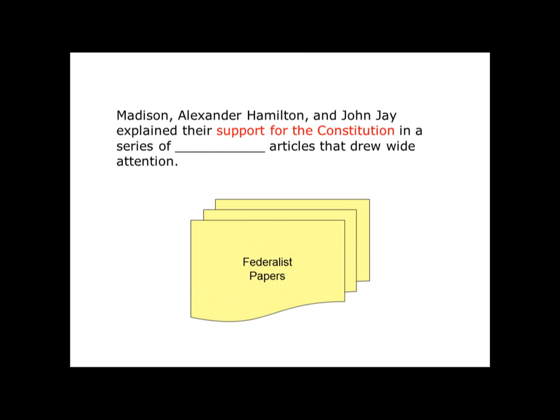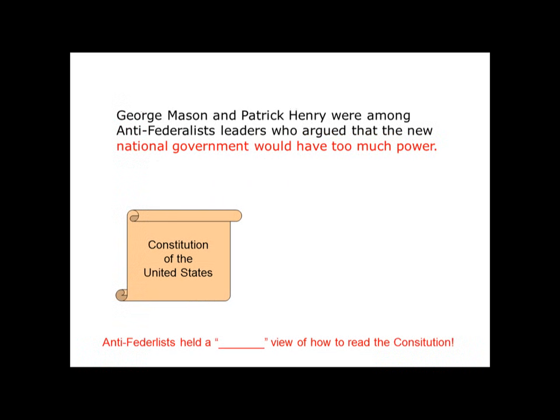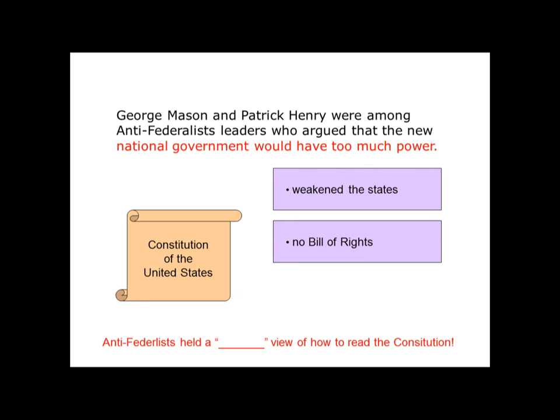So, after the Constitution was written, September 17, 1787, the states had 1 year to ratify the Constitution, and the Federalist Papers were written to encourage the states to do just that, to support this brand new Constitution. George Mason and Patrick Henry were among anti-Federalist leaders who argued that the new national government would have too much power. They believed that it would weaken the states, there was no Bill of Rights, and a president could become king. Anti-Federalists held a strict view of how to read the Constitution. They felt that which was necessary and proper should tie back to what was currently written word for word in the Constitution.